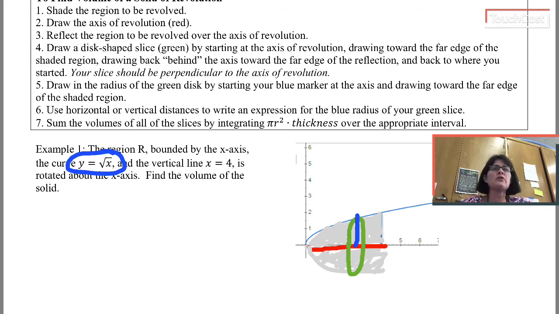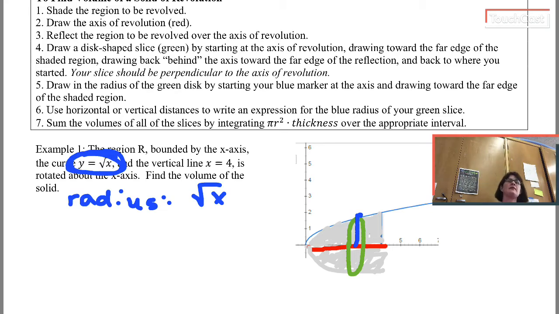All right, so I'm going to use horizontal or vertical distances to write an expression for the blue radius. The blue radius I drew in, it's a vertical line segment. So to find the length of it, luckily the place where it's the bottom of that radius is y equals 0, the x-axis. So all I need is an expression for the top. Well, that was not so bad. Here I can say the height of that blue line is always going to be the y value of that function, so y equals square root of x. So I'm going to write radius square root of x.